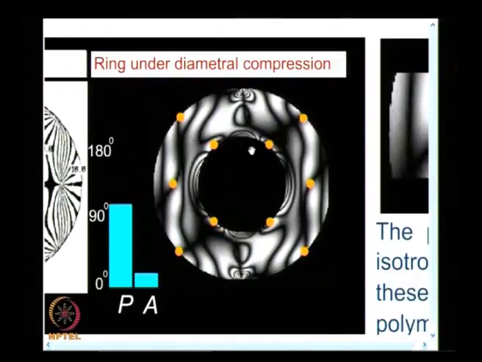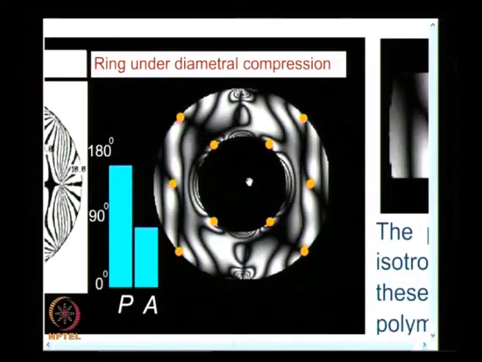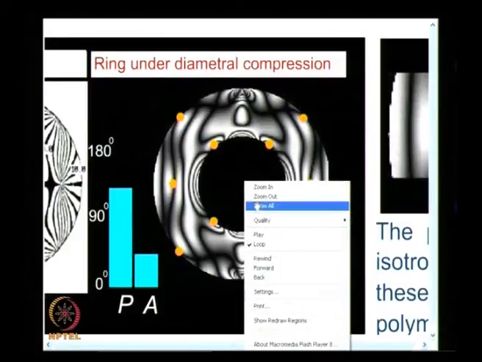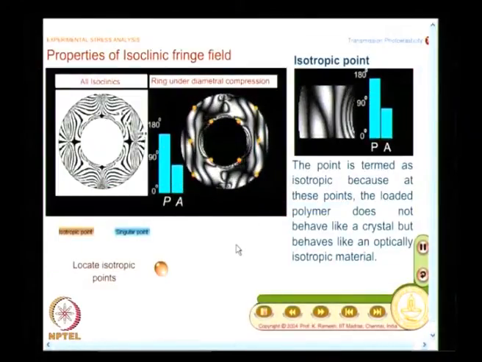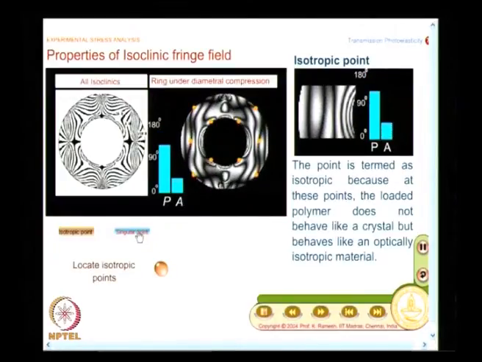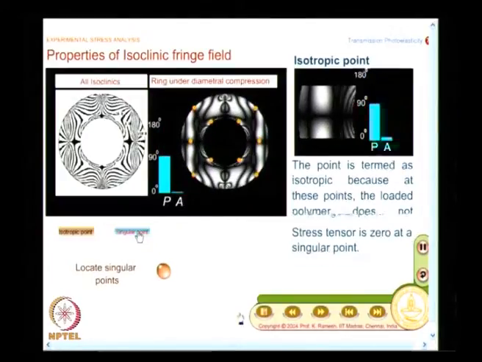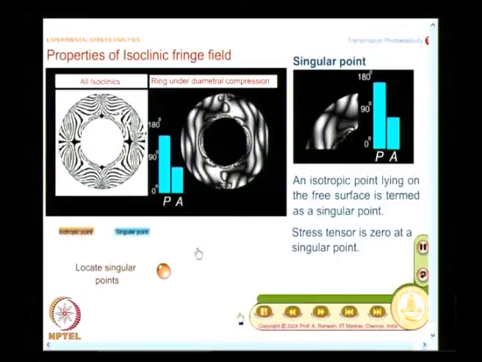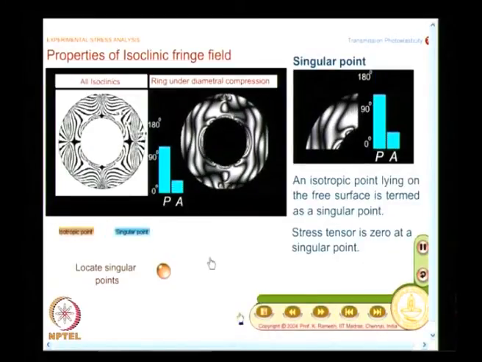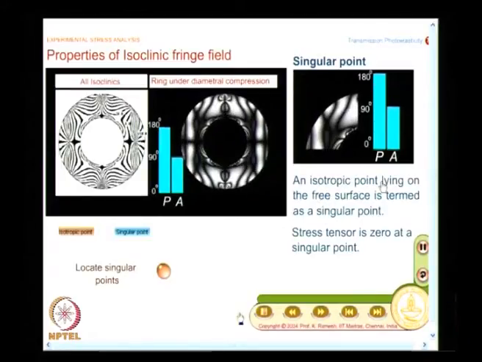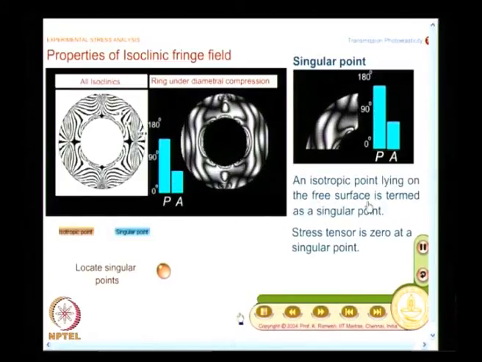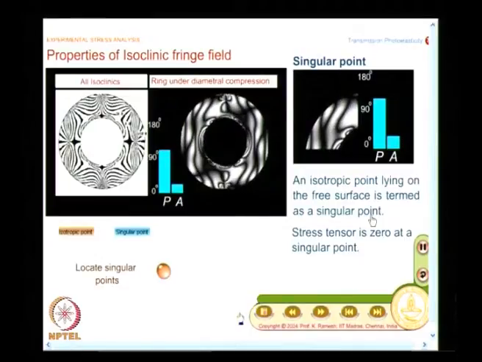And so, I have 10 isotropic points identified, and we also subclassify. What you look at here is, when I have an isotropic point lying on the boundary, I will label it by another name. I will call it a singular point. So, what we say is an isotropic point lying on the free surface is termed a singular point.